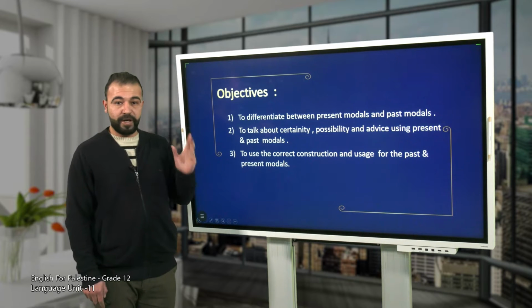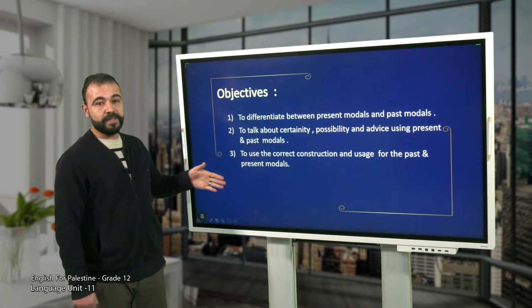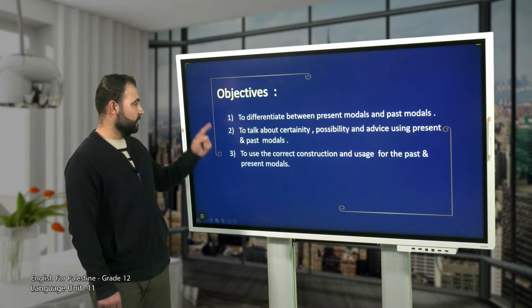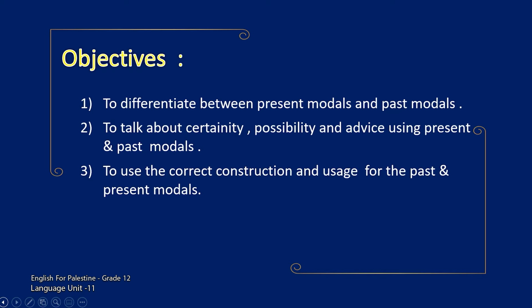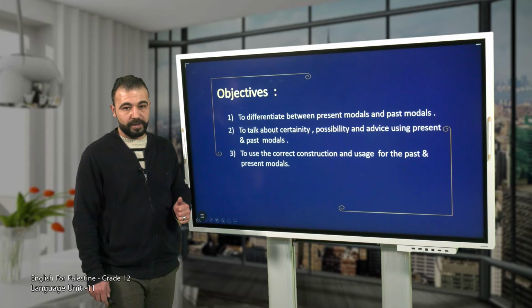First of all, the objectives. By the end of this lesson, you are expected to, number 1, differentiate between present modals and past modals. Number 2, to talk about certainty, possibility, and advice using present and past modals. Number 3, to use the correct construction and usage for the past and present modals.